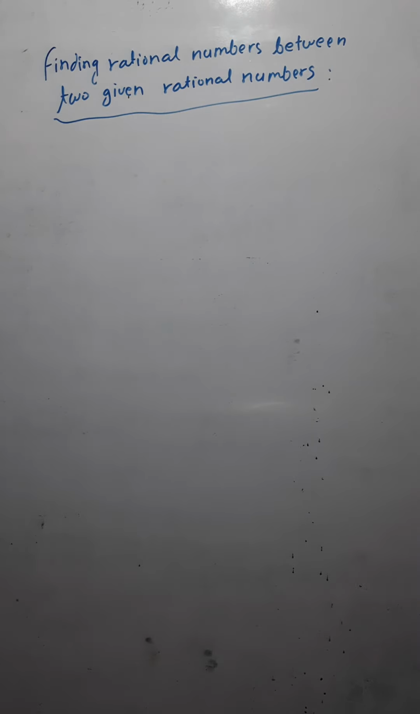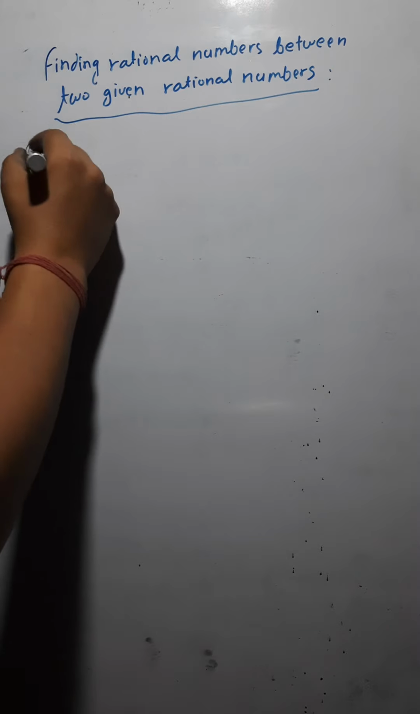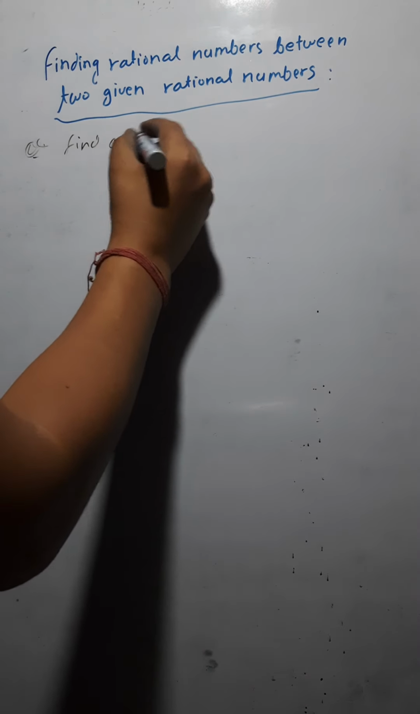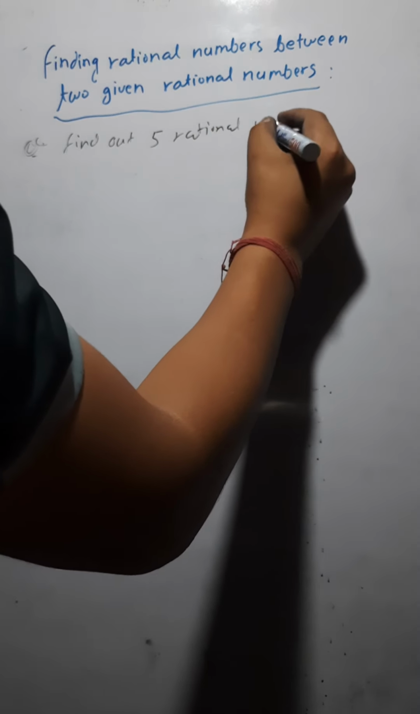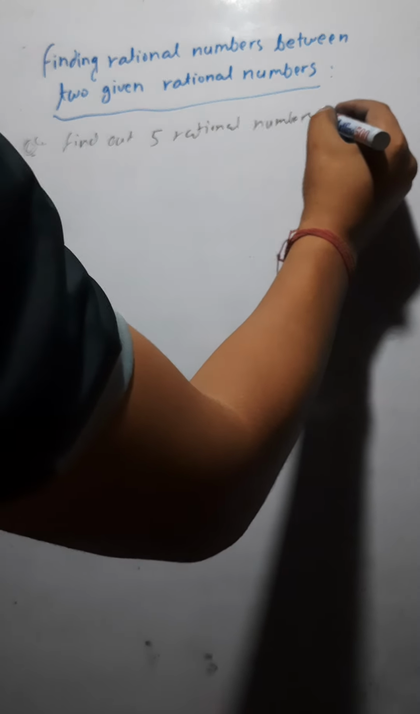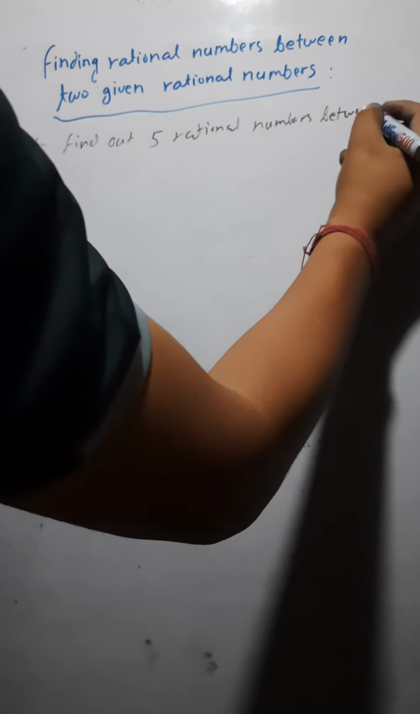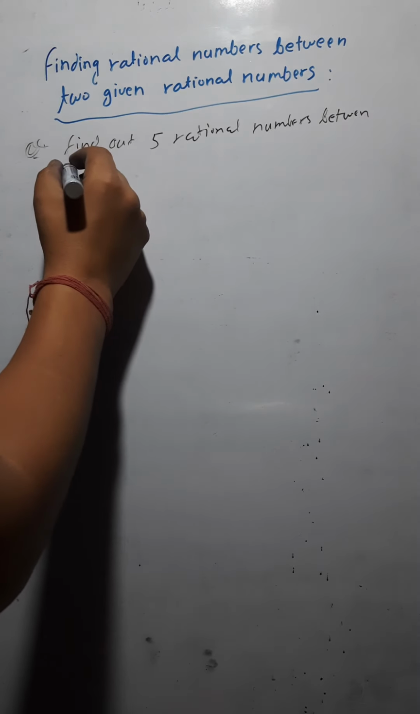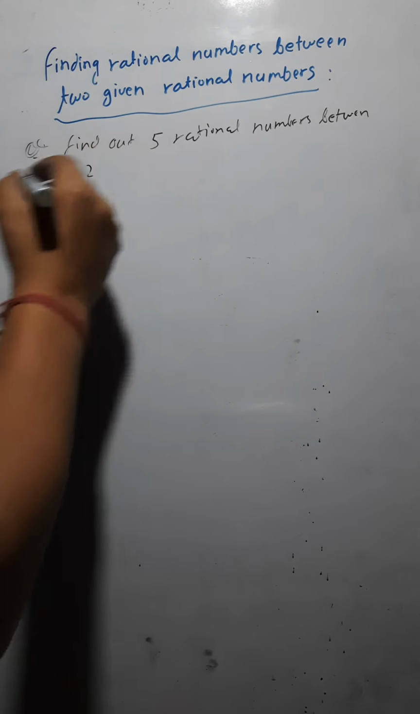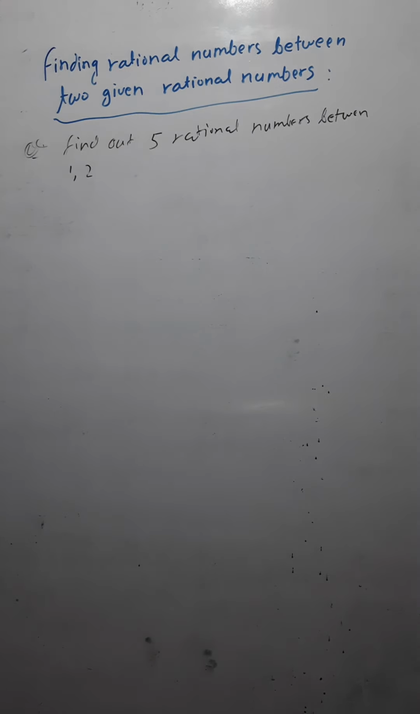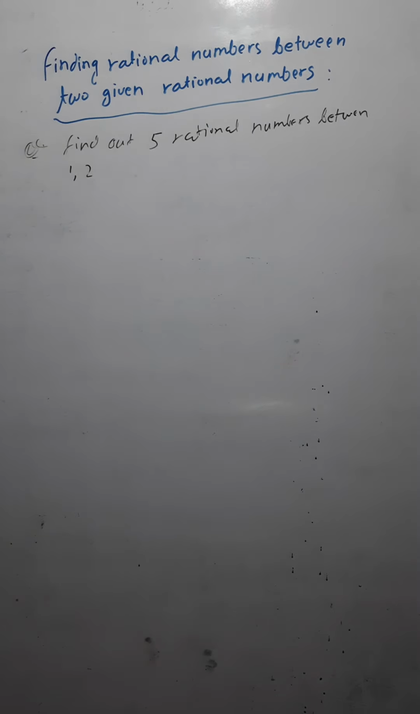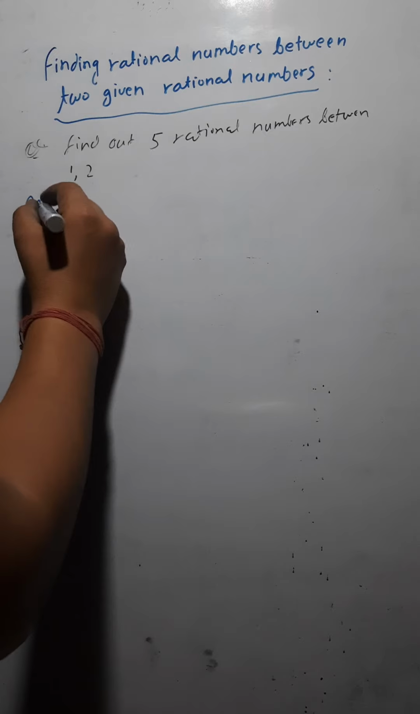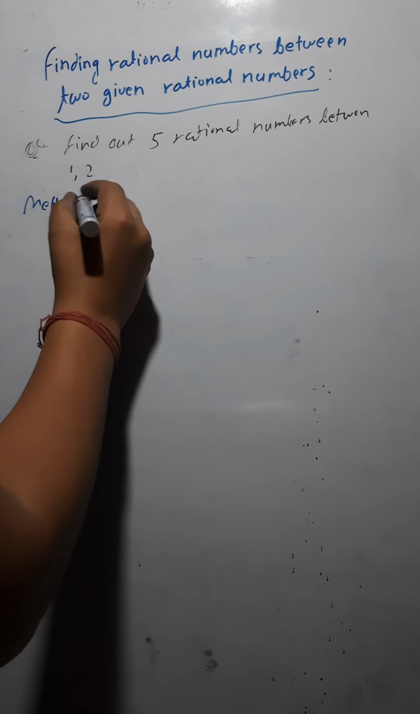Okay, so let's say the question I am giving you is: find five rational numbers between, let's say, 1 and 2. Okay, let's say you are to find five rational numbers between 1 and 2. So how would you find this? Let me tell you method number one here. I will be telling you two methods.